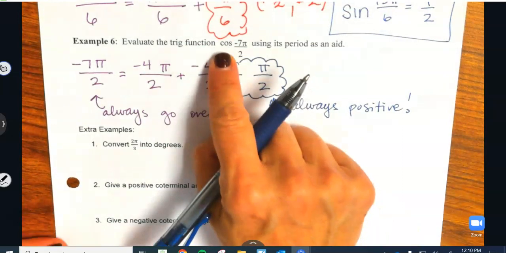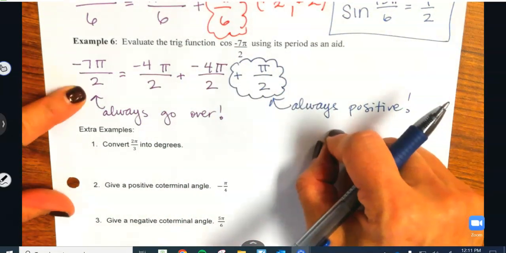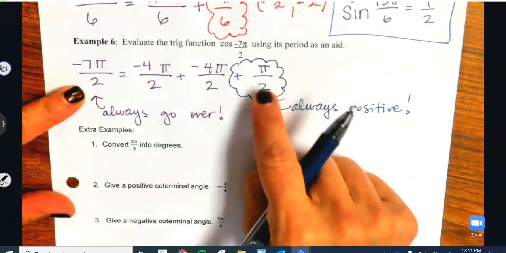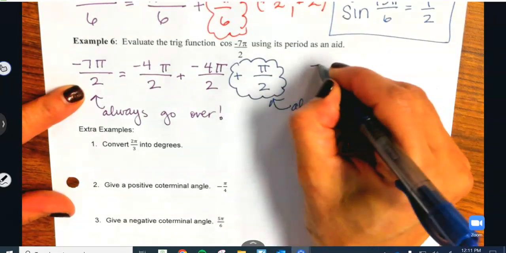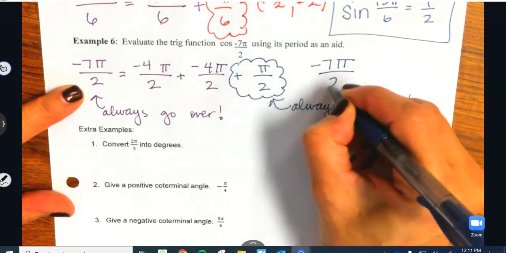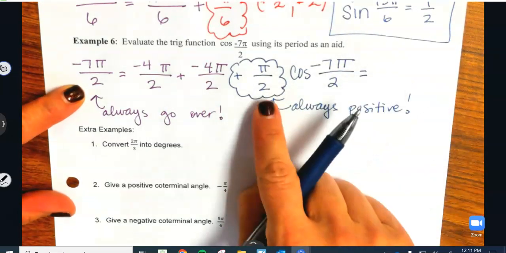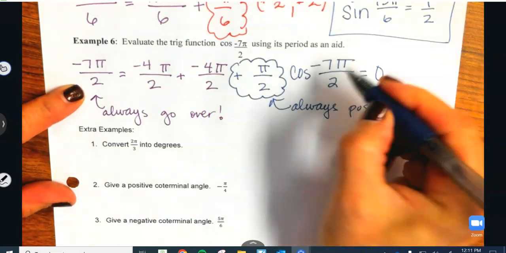So if I'm wanting cosine of negative 7 pi over 2, it's going to be the exact same x value as pi over 2. So for negative 7 pi over 2, the cosine value, remember that's at the top of the circle, so it's 0.